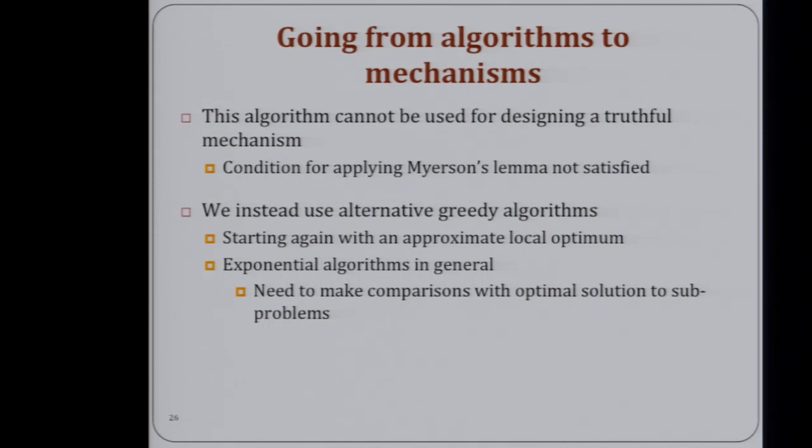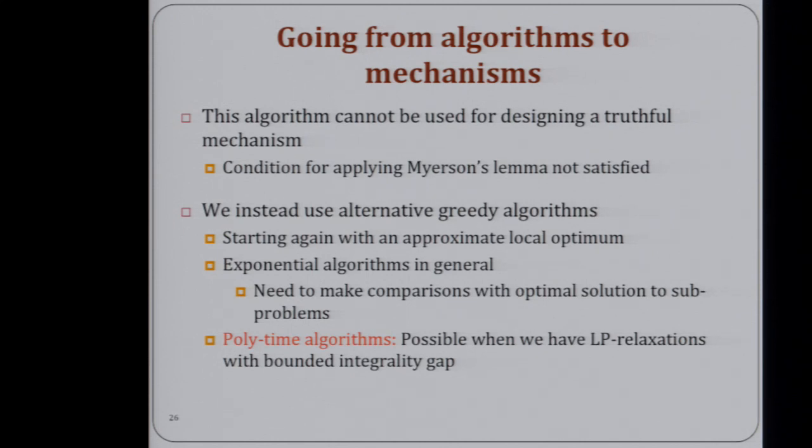But we can get away in certain cases, like for the max cut problem, even for the weighted version. We can get away with that if we can have good LP relaxations. If we can have LP relaxations that can be solved in polynomial time, and we can bound the integrality gap, then we're back to business.